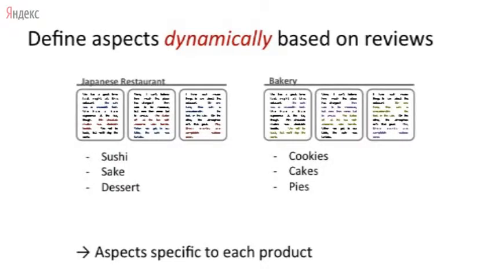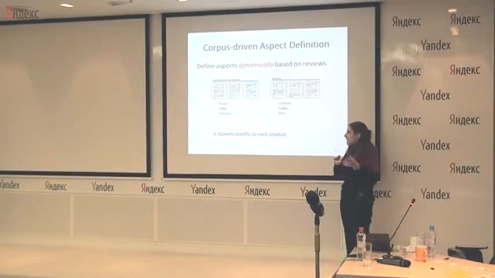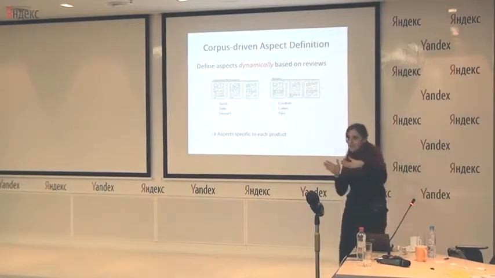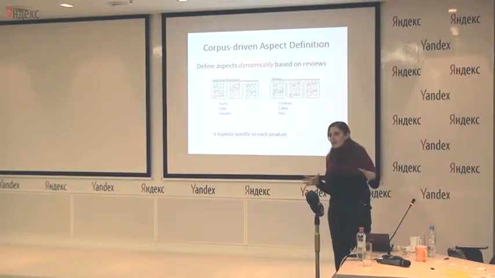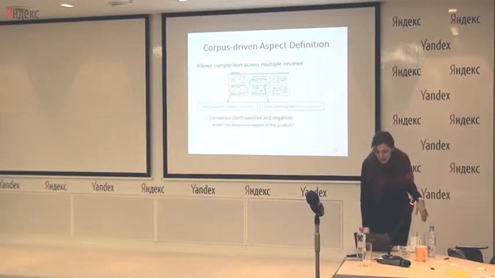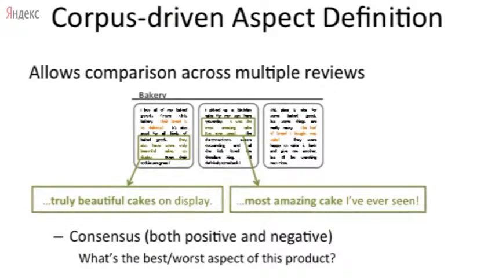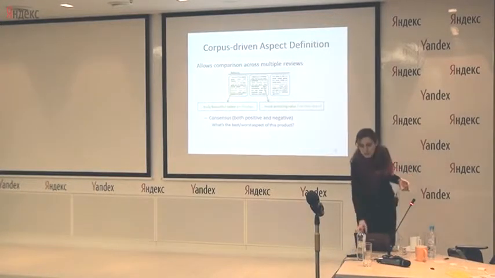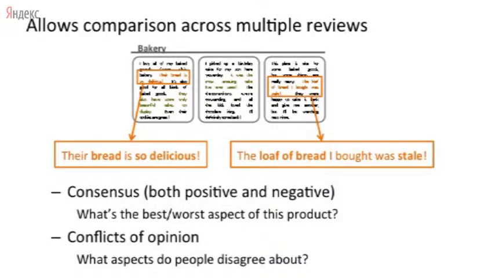So given the sets of reviews, for instance, for Japanese restaurants, you may want somehow to induce that there are subtopics like sushi, sake, and dessert, and for bakery, you care about cookies, cakes, and pies. You don't want to just lump them into food. You really want to have a very factorized description of the content. Okay? And now if you have such factorization for the different products, you can say what are the things that we liked, that we all agreed on, the consensus ones, and also the ones where people disagree, and you can see they always disagree on something.